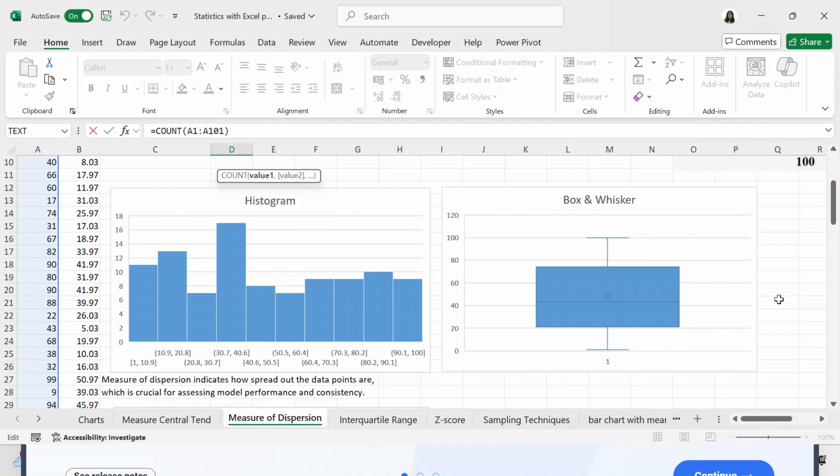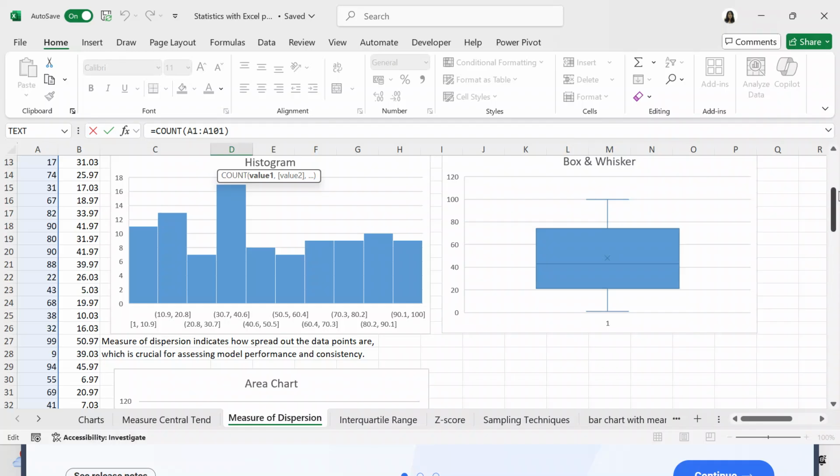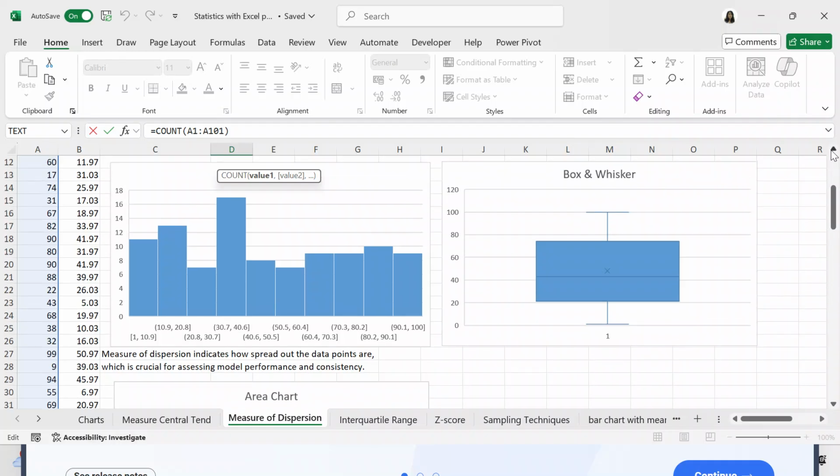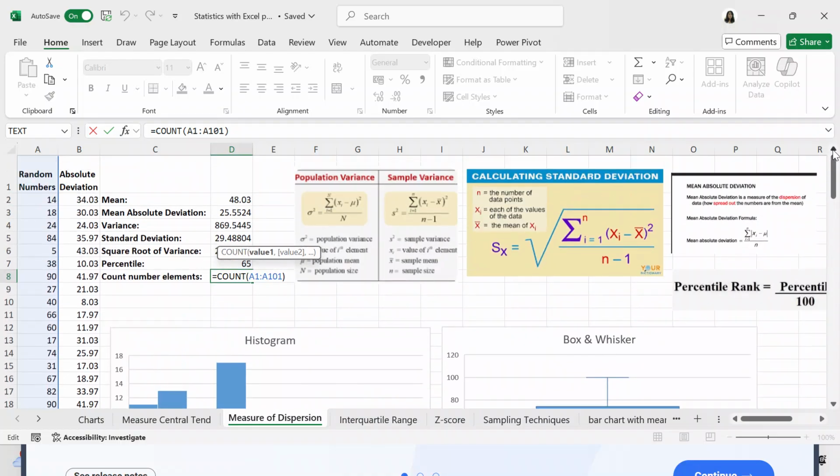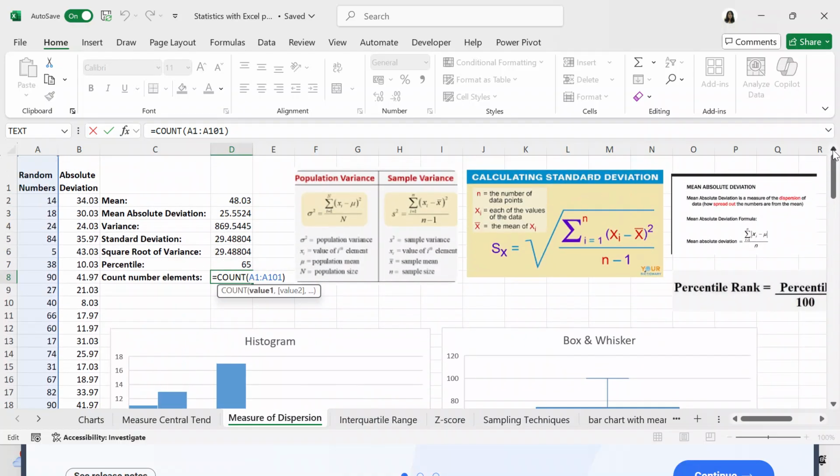So I've got another note on my spreadsheet saying the measure of dispersion indicates how spread out the data points are, which is crucial for assessing the model performance and consistency. So these are just some of the measures of dispersion, mainly being the variance and the standard deviation. So that concludes this particular video.